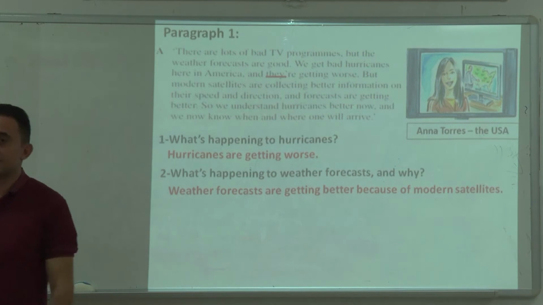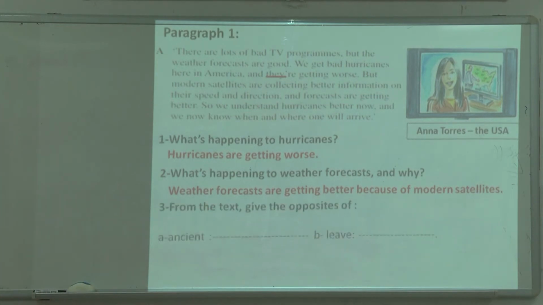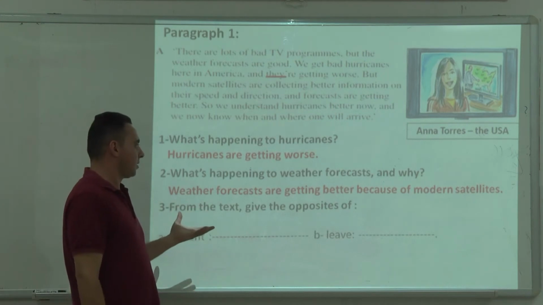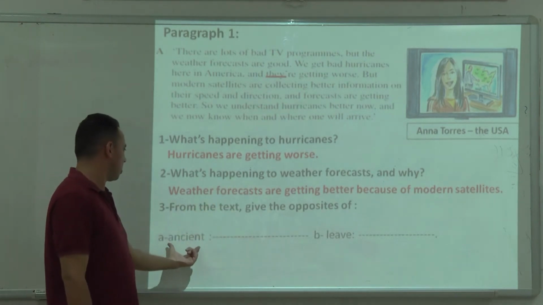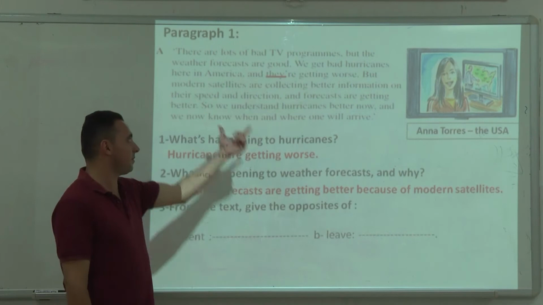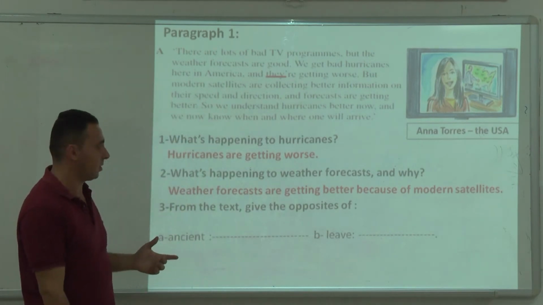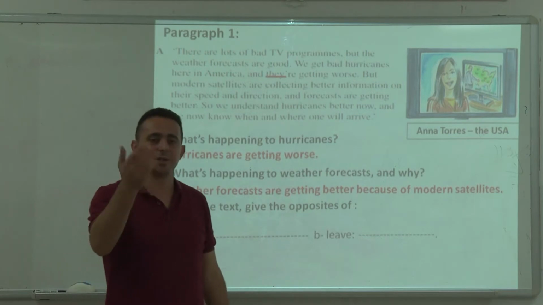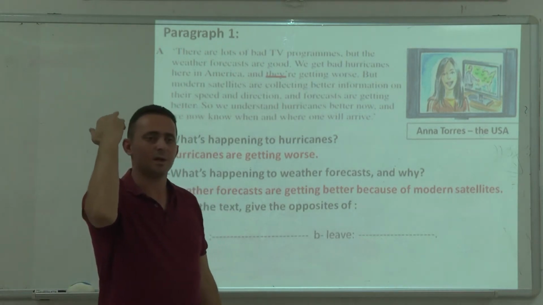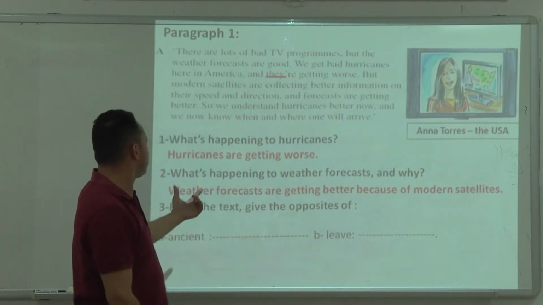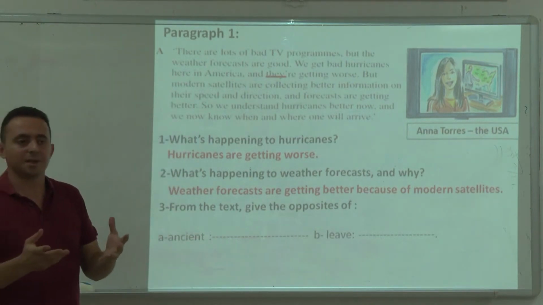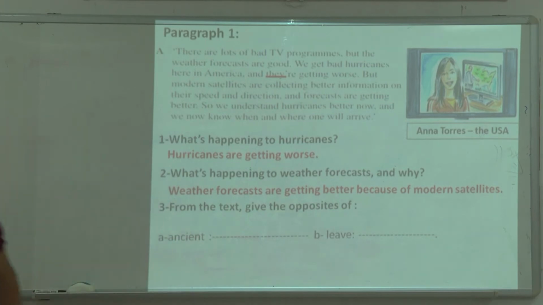Okay, let's continue. Question number 3. We want the students to find the opposite meanings of ancient and leave from the paragraph. So, what's the opposite of ancient? What's the meaning of ancient? Ancient, very old. Yes, qadim. What's the opposite word of ancient from the text? Who can tell me the answer? Fantastic, yes. The opposite meaning of ancient is modern.